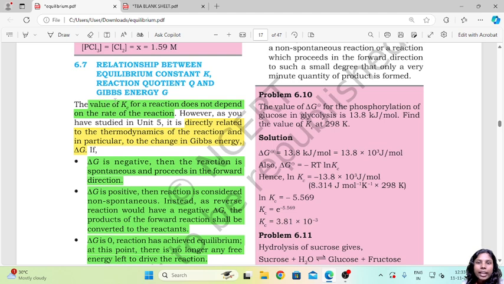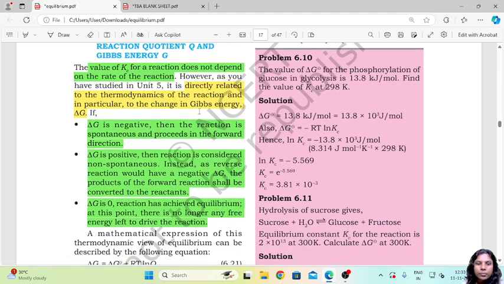Now we know that the value of Kc for a reaction does not really depend on the rate of the reaction. This we have already discussed previously. But it is directly related to the thermodynamics of the reaction, and in particular to the change in Gibbs free energy that occurs. So the Kc, which is the equilibrium constant, does not depend on the rate of the reaction, but it is directly related to the thermodynamics of the reaction. And when we talk about thermodynamics, very specifically, we are talking about the Gibbs energy, that is delta G.